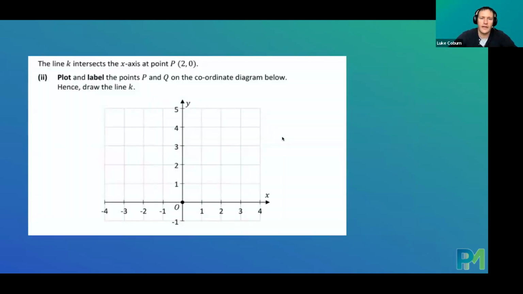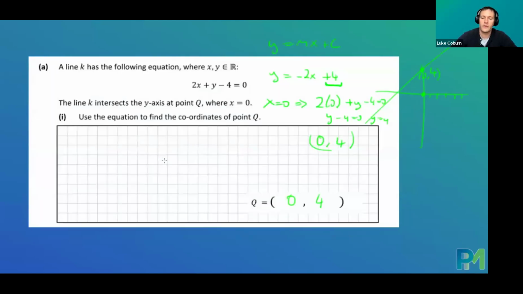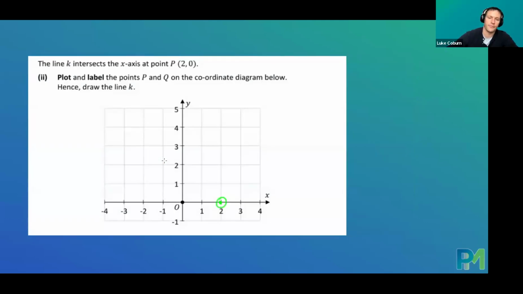The line K intersects the x-axis at the point 2, 0. So there's the point 2, 0, okay? And it says plot and label both the points P and Q. So from the last example, Q is equal to 0, 4. Oh, incidentally, if we'd written down 4, 0, they'd go, look, you had it right, but we're just going to take 1 mark off for having done that. So you get 9 marks out of 10. But 0, 4 is up here.